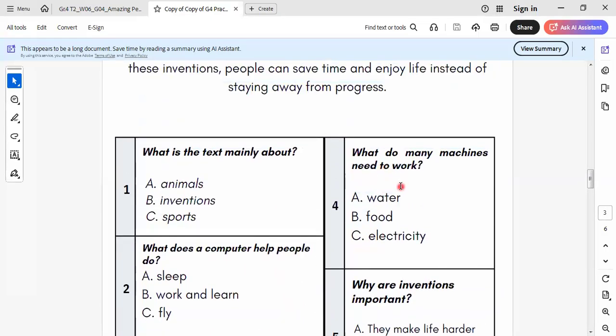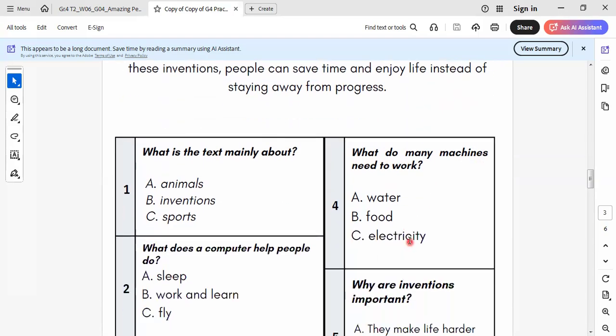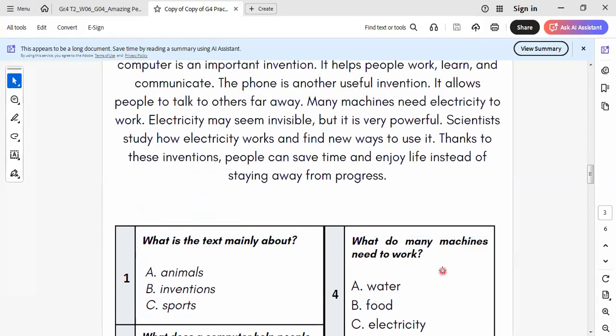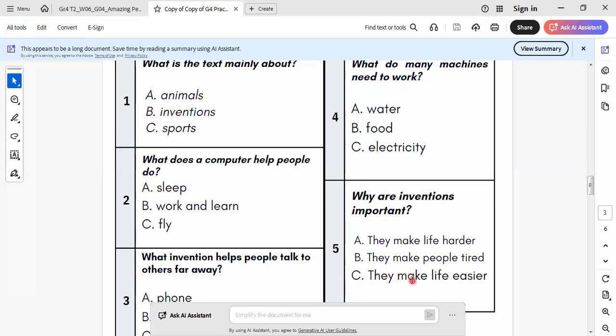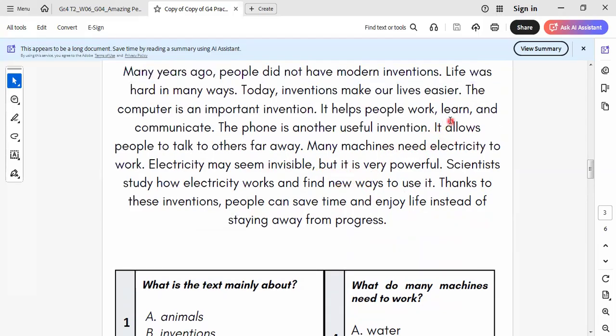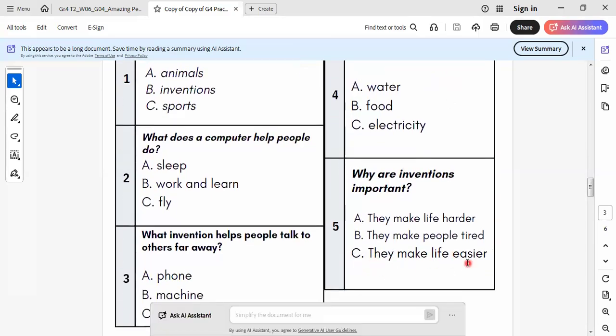Let's go to another one. What do many machines need to work? Many machines need electricity. Why are inventions important? Because they make life easier, as we know from the text. Make life easier. Yes, inventions make our lives easier. This one, they make life easier.